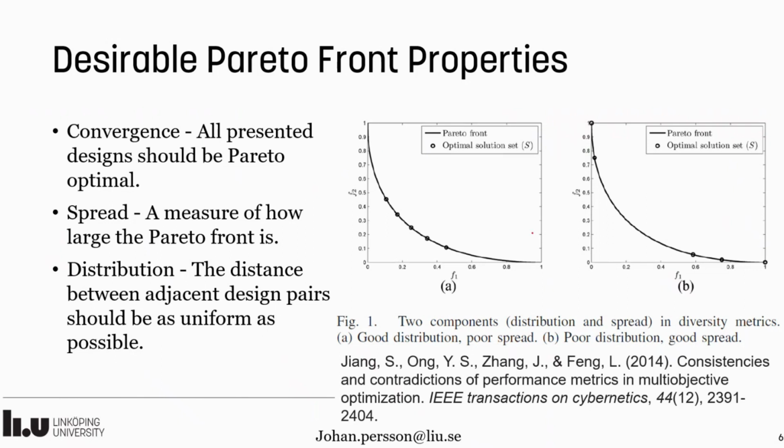So I've stolen this figure from a research paper, and in the figure to the left, you have an example of quite good distribution between these 5 points. And in the figure to the right, you have an example of a good spread. So ideally, we would probably like to have something where we have this point and this point, which corresponds to the optimal F1 and F2 values. That means that we have a good spread, and then we would like to have the rest of the points evenly distributed somewhat.